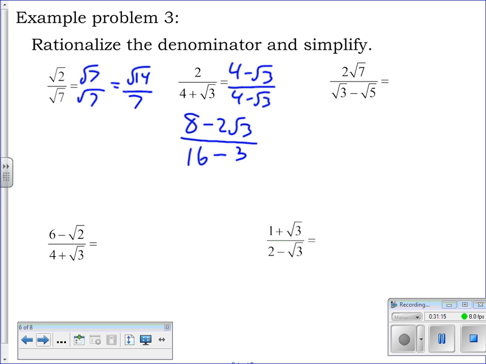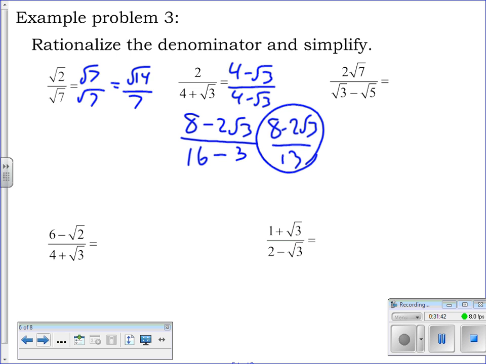No more radical. Now I do need to combine the two numbers, but that's what you do. So I get 8 minus 2 root 3. 16 minus 3 is 13. That's my answer. Okay? Let's take a look at the next one. Same idea. A little more difficult, but still the same idea.